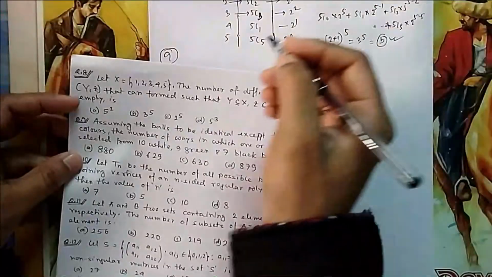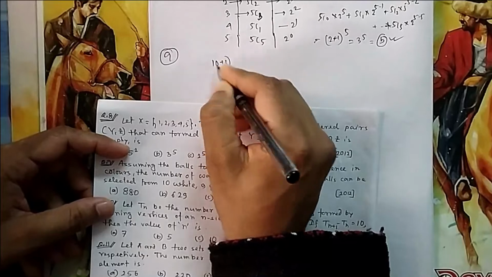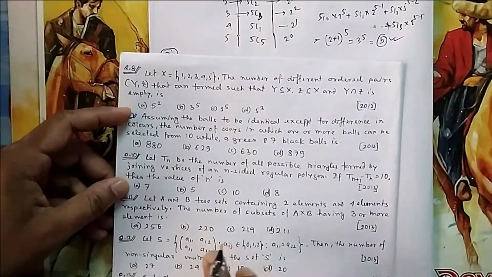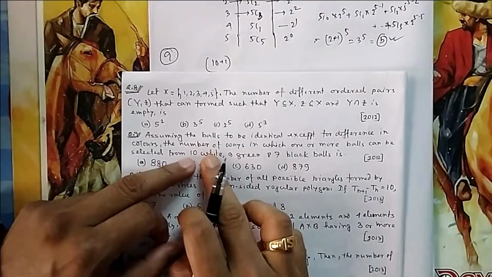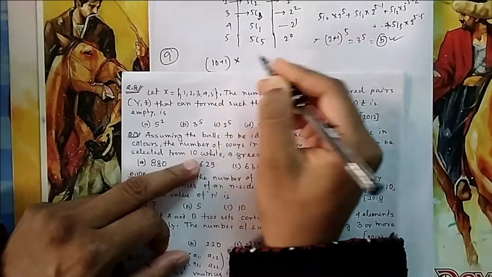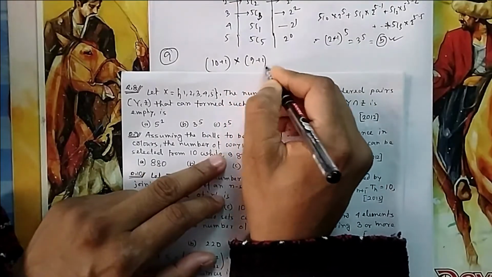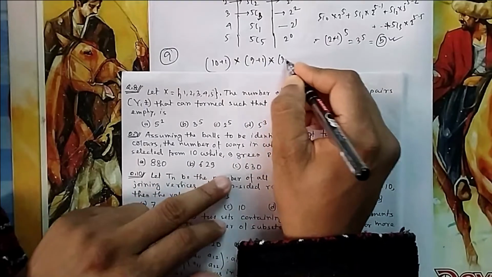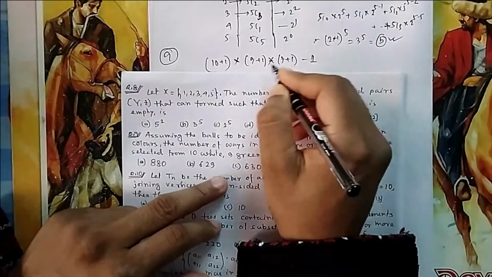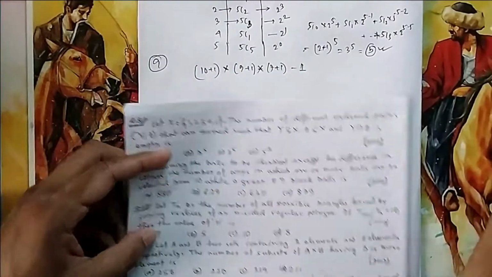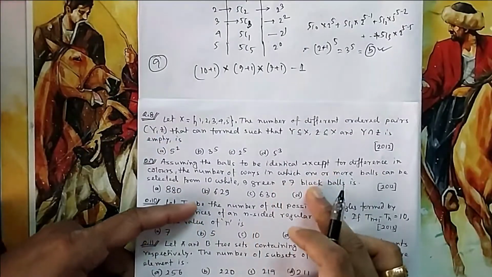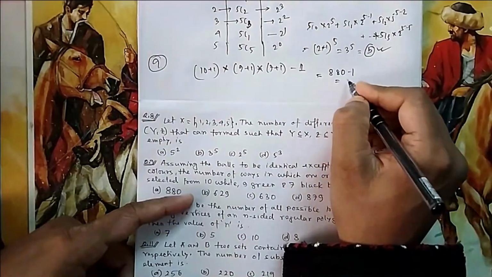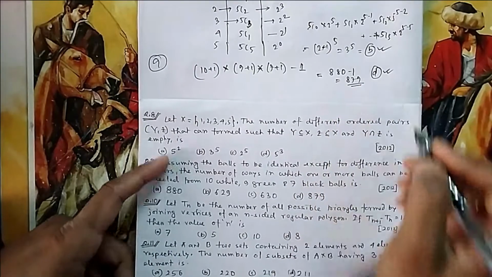So it will be 10 plus 1. Why is it 10 plus 1? You can choose 0 white, 1 white, 2 white, 3 white. So you have 11 options. Multiplied by 9 plus 1, multiplied by 7 plus 1, minus 1. Why? Because in one option you have not chosen any balls. That cannot be, because you have to choose one or more balls. So it is 880 minus 1, that is 879, which is your option D.